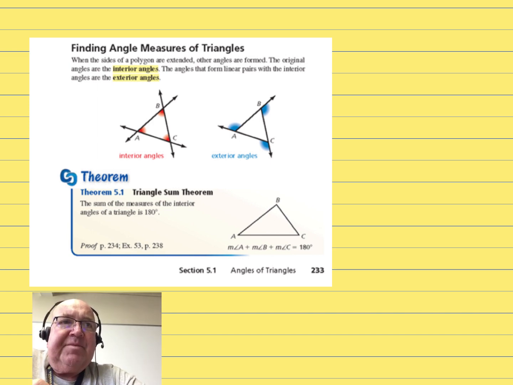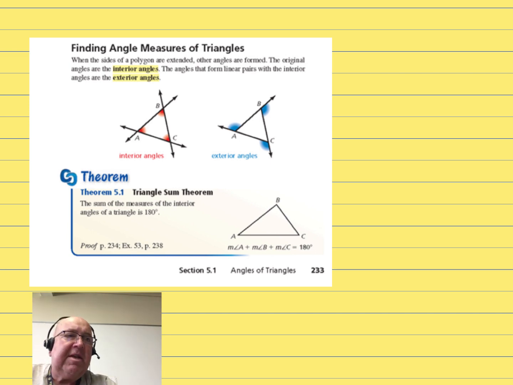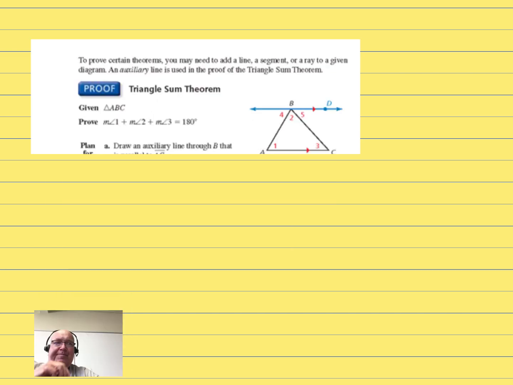Alright, so here's the first thing. The measure of the three interior angles in a triangle is going to add up to 180 degrees, and we're going to prove this theorem on the next slide. So what we've done is we drew another line that is parallel to AC in the triangle. So line BD is parallel to AC. We constructed that.